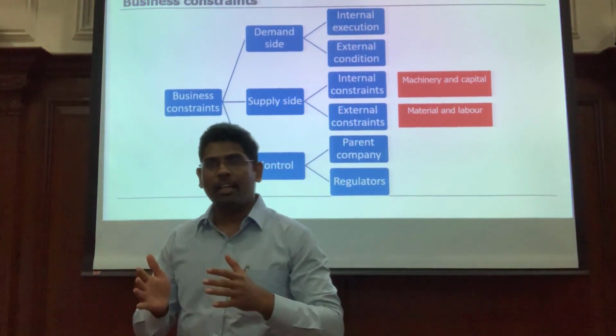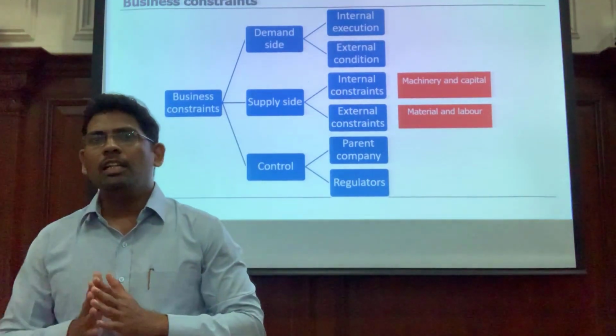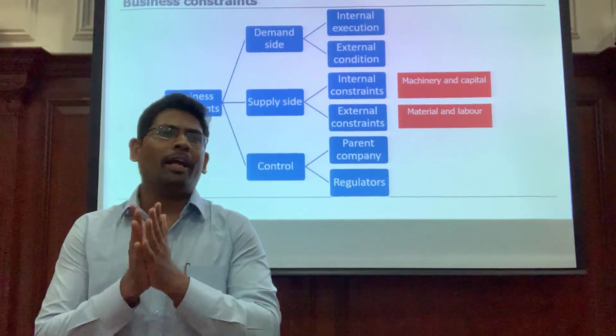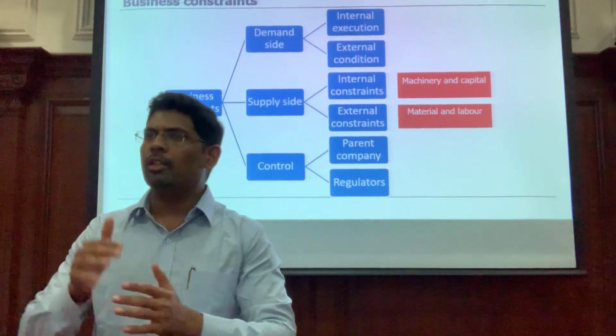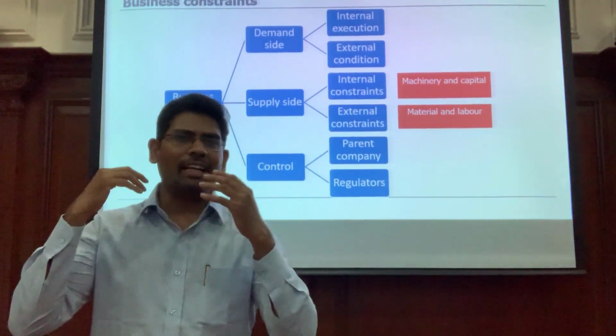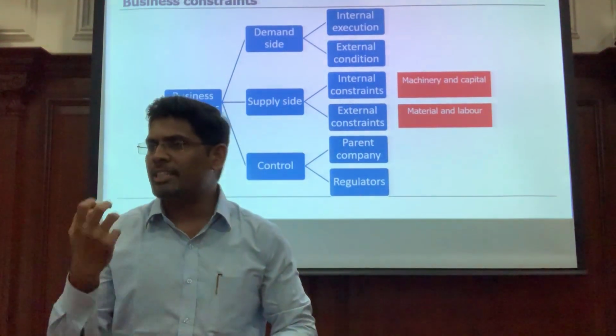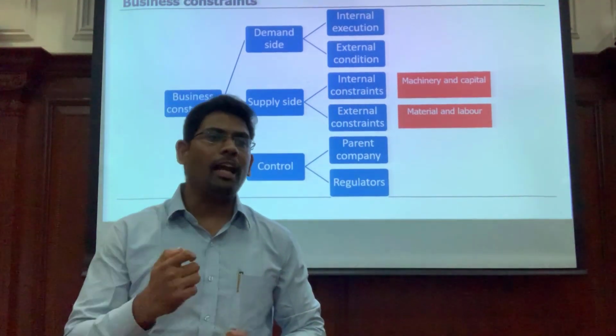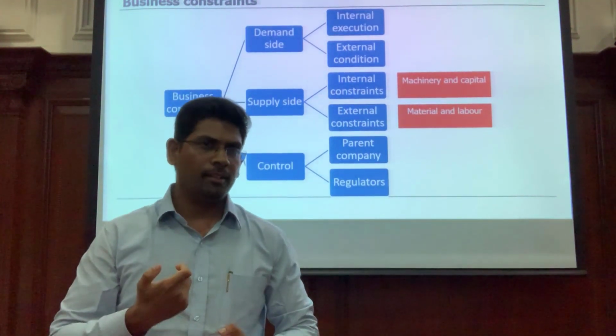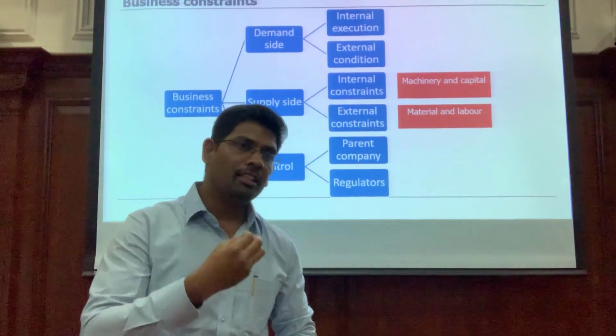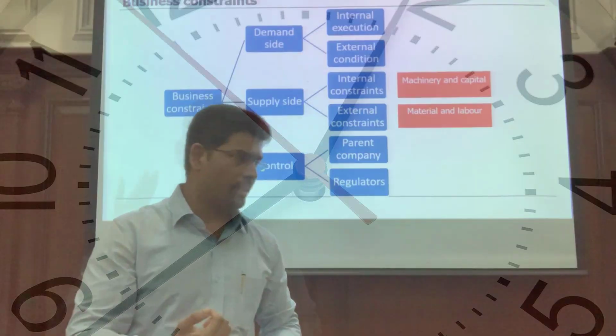So from a demand side, how can there be an internal constraint? The internal constraint could be about your execution. The more I work hard, the more I can sell, right? Can I come up with a better product? Can my sales team do a better execution? That will affect my, let's say, sales, right? That we say is demand side constraint, internal demand side constraint.